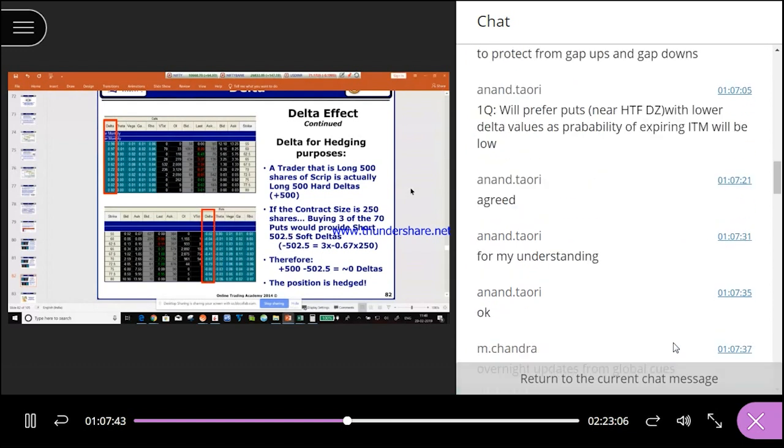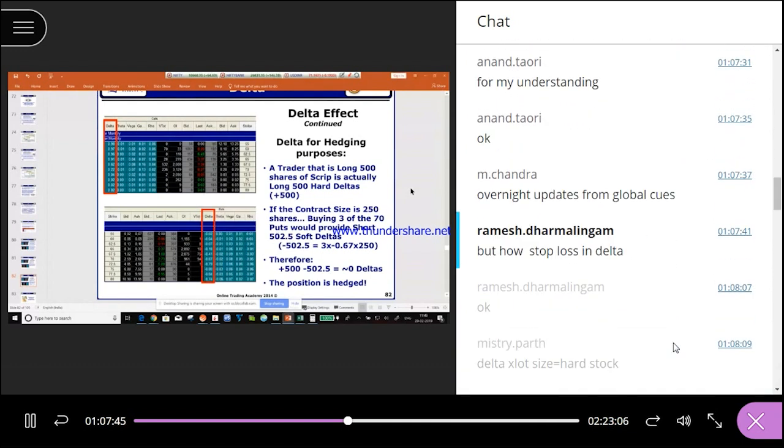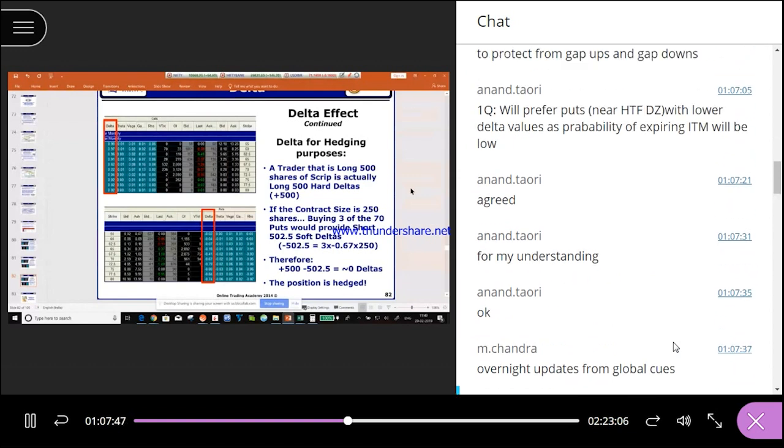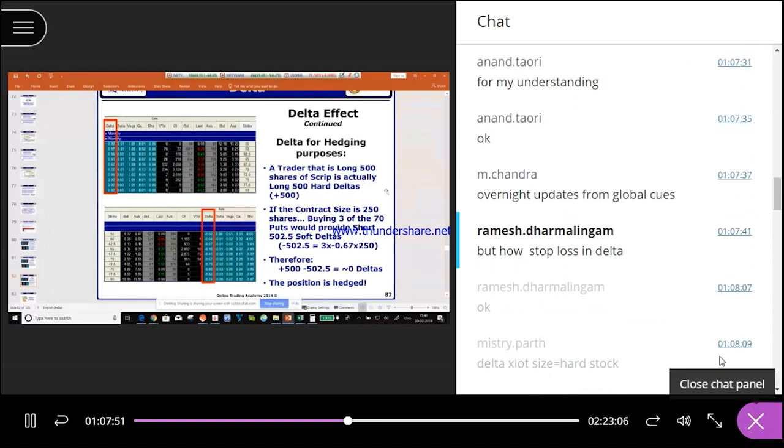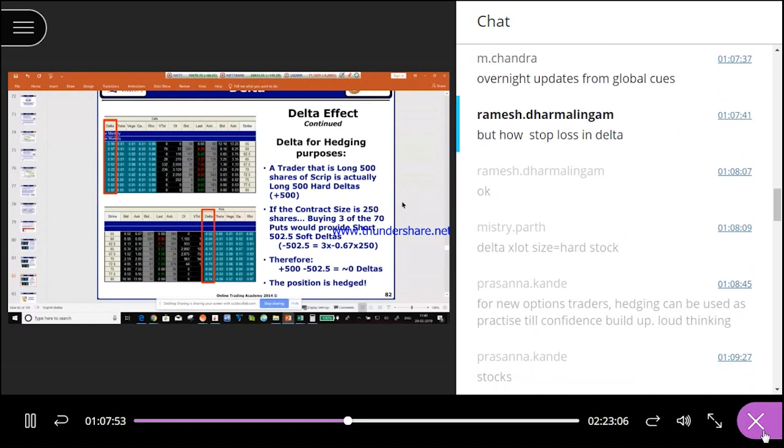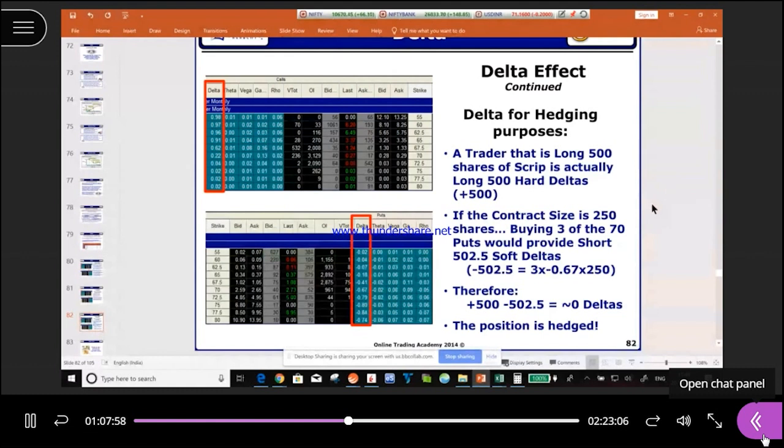Yeah, so that's why you want to hedge. So you will hedge every day. Stop loss is like stop loss, Rameshji. There is no stop loss in Delta. There is a stop loss in the options premium. And in option trading, the stop loss is based on the underlying stock. So if your underlying goes for a stop, you have to exit from your options trade.